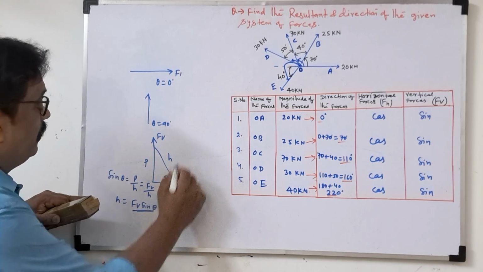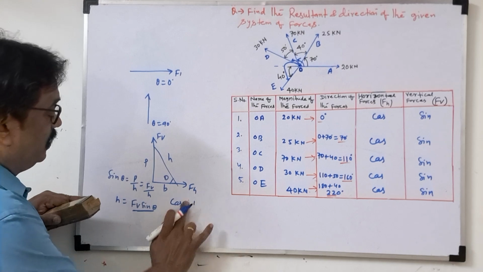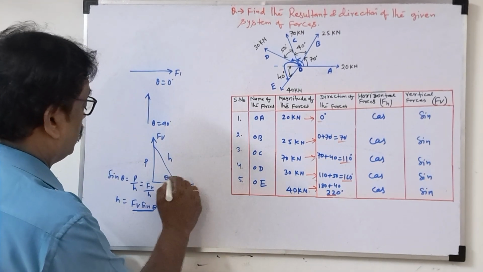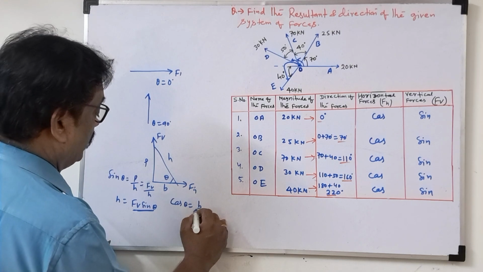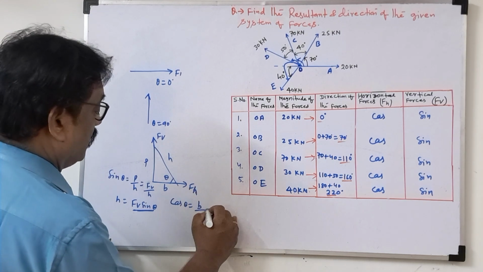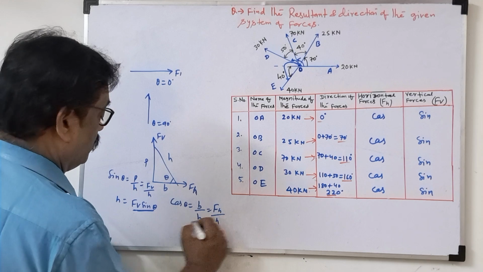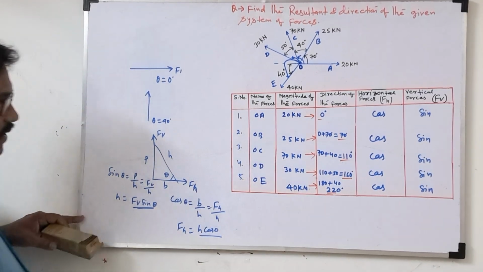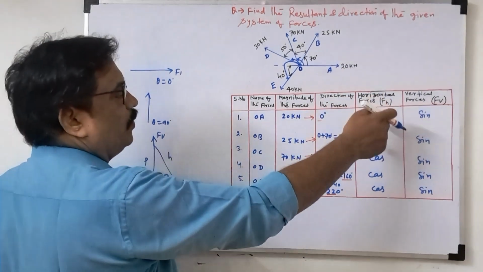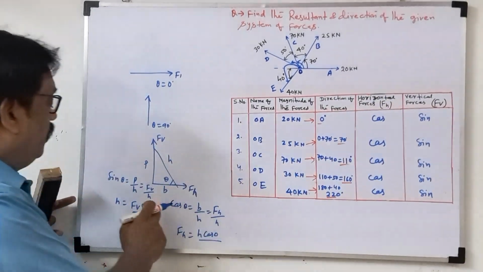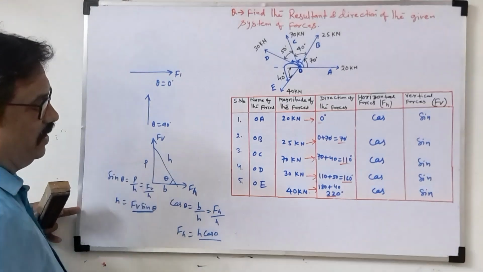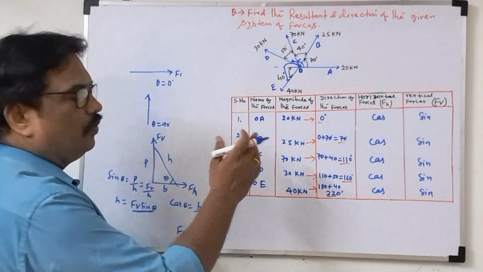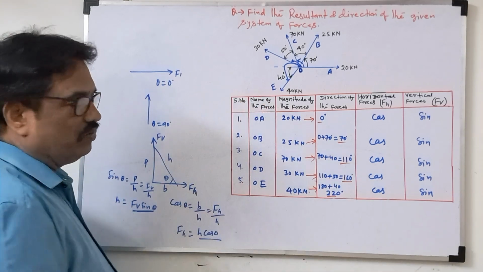Now cos theta is V by H, where this angle is theta. V is the horizontal, FH by H. So horizontal force is equal to H cos theta. What I am trying to say here is, if we are taking the horizontal force, we take the cos component. If we take the vertical, we write the sine. So I wrote sine. So what is this method? Blind method. If you know the technique or the process, you can solve the question.